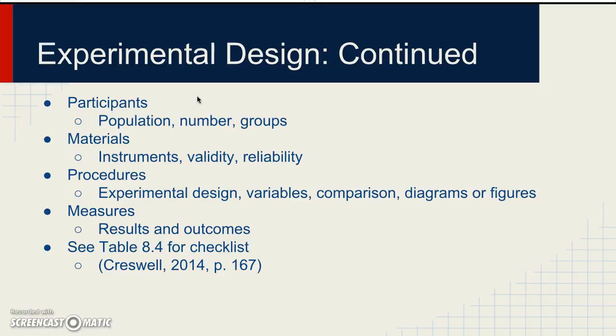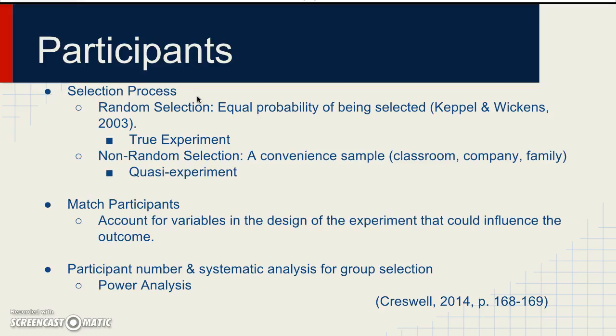Topics covered in the methods are participants, materials, procedures, and measures. The most important things the readers need to know about in the participant sections are how they are selected, the assignment into groups, and how many participants will participate in the study.